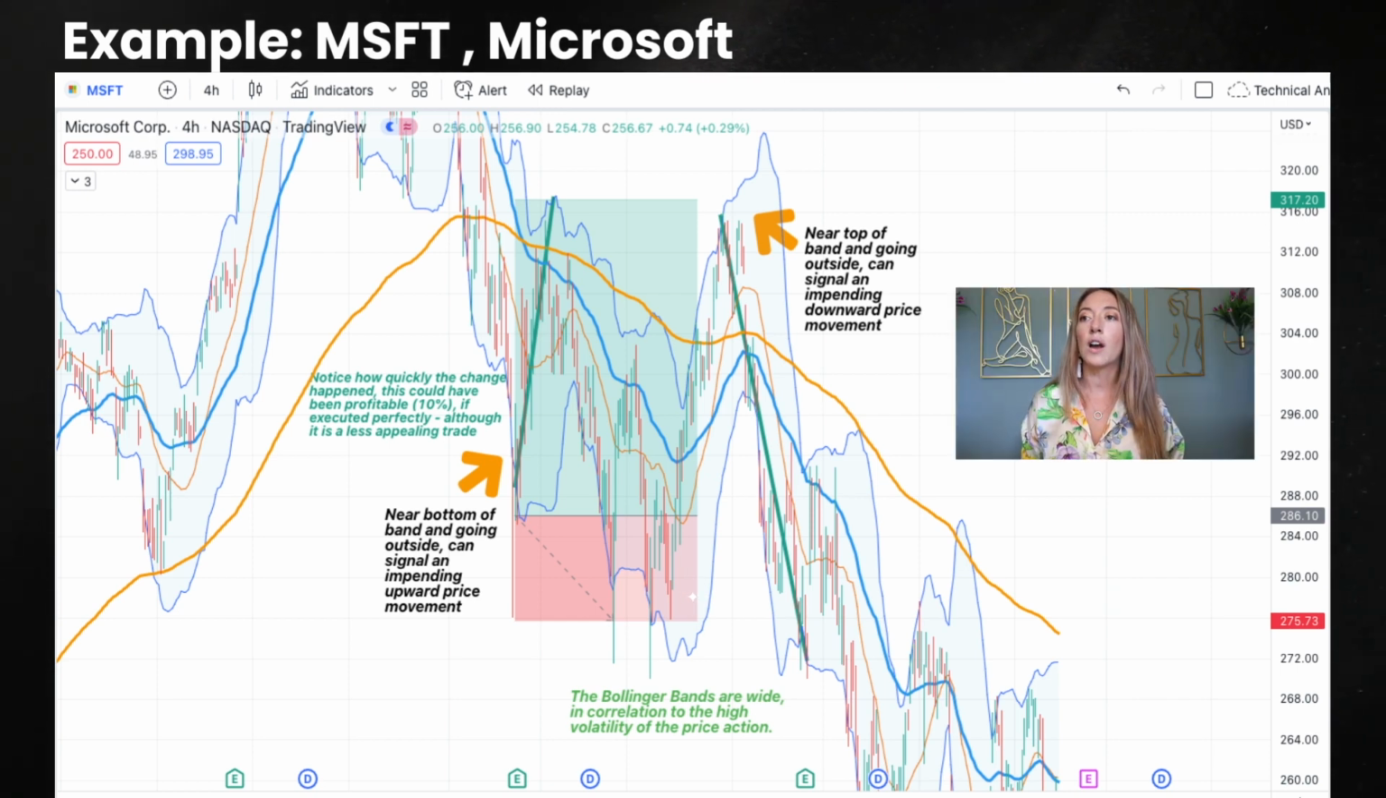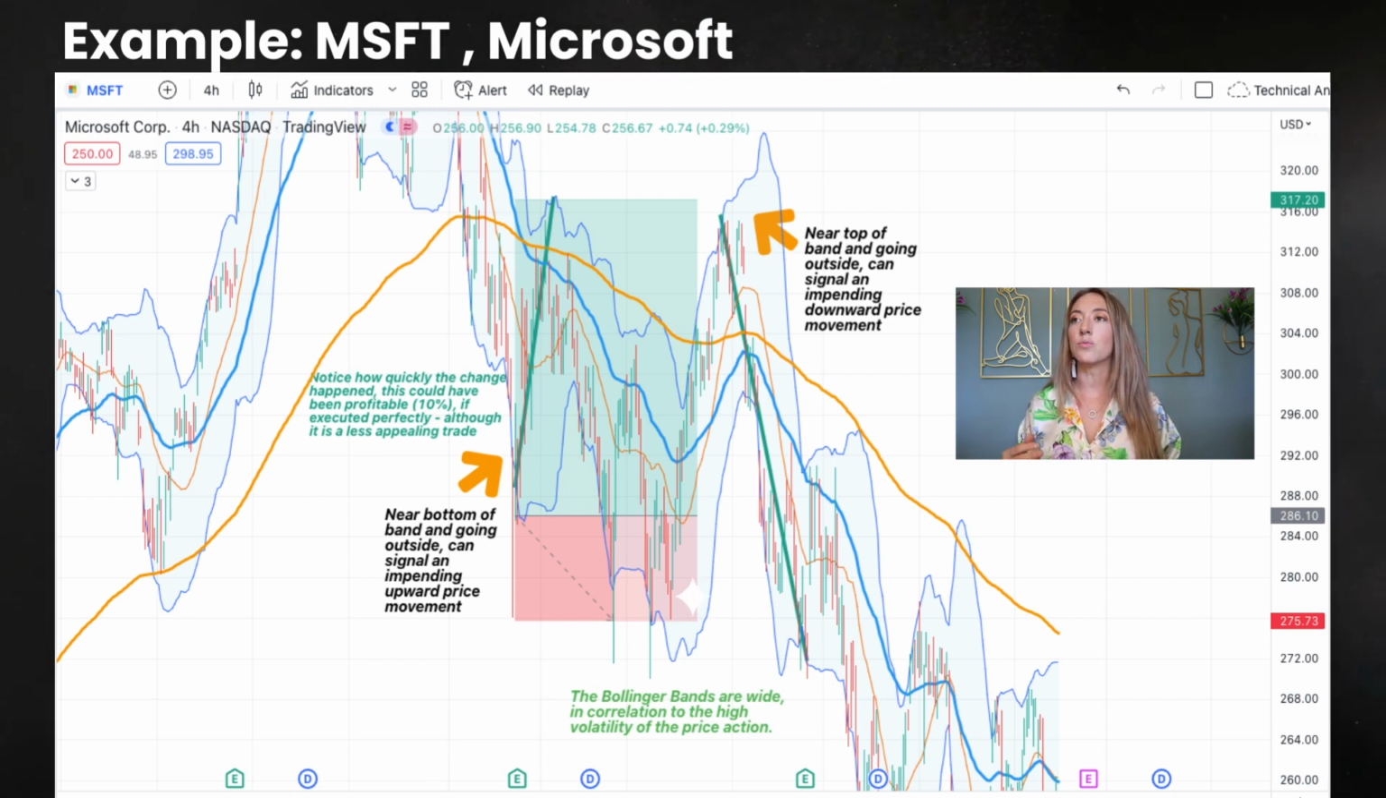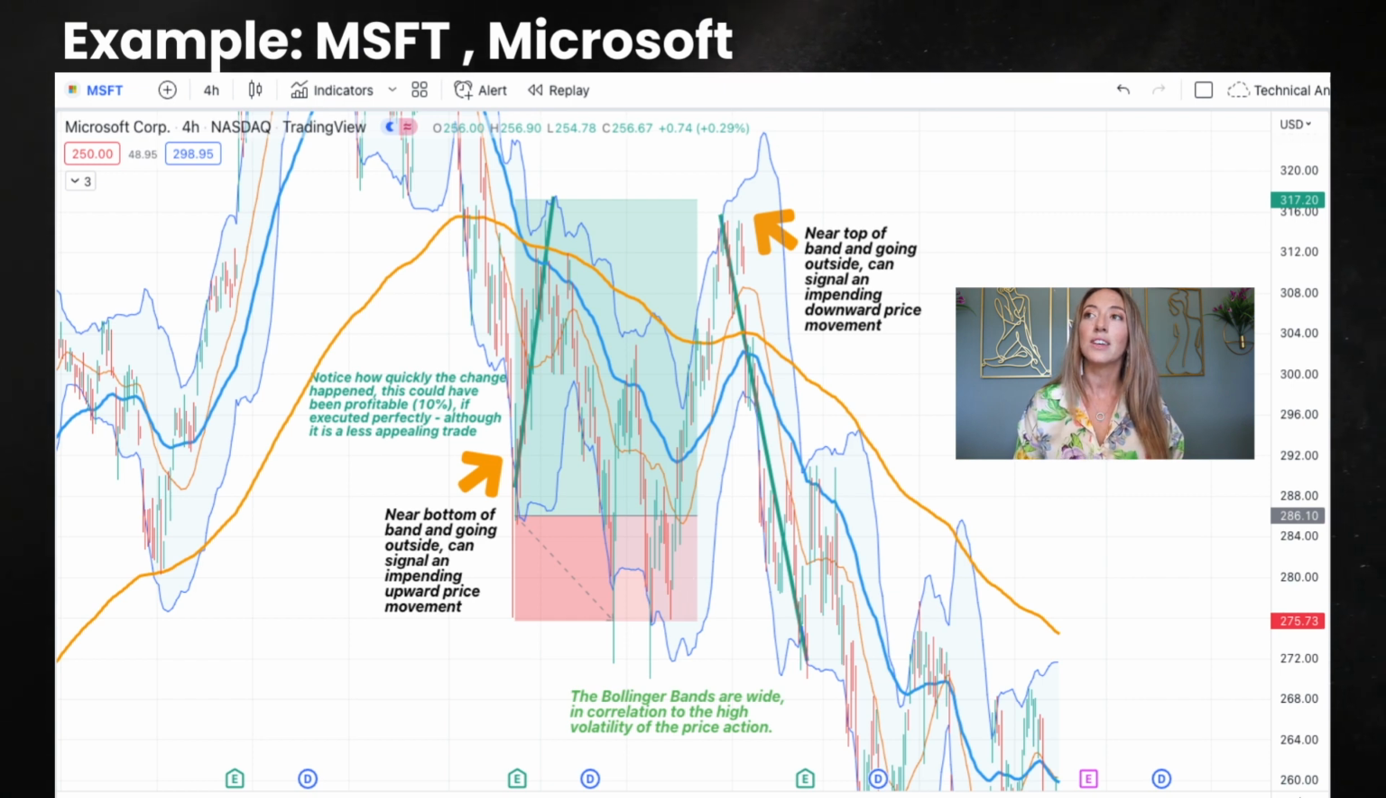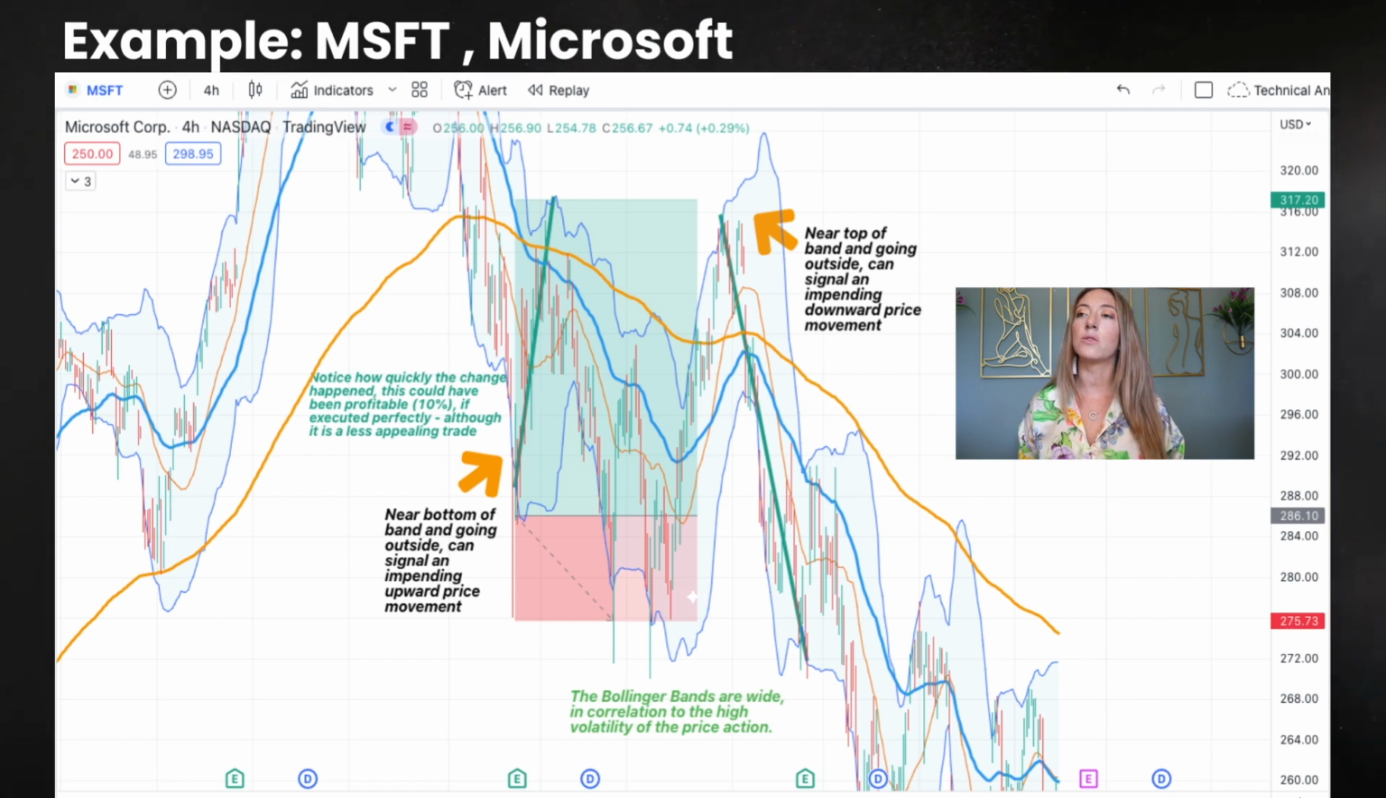Bollinger Bands that are wide in correlation to the high volatility of the price action here show that the price is just moving all over the place very quickly and changing based on where the bar is sitting in relationship to the Bollinger Band. So on the next side, the orange arrow showing near the top of the band and going outside can signal an impending downward price movement. It doesn't say exactly when this is going to happen, but it tells you that the price is trading in relation to the top or the bottom of the Bollinger Band, what is going on with the price. And then always keep in mind the width, whether it is narrow or wide, will also tell you more about the volatility. Narrow equals less volatile, wide is more volatile.